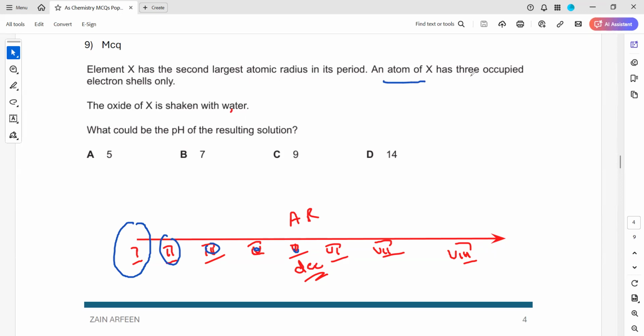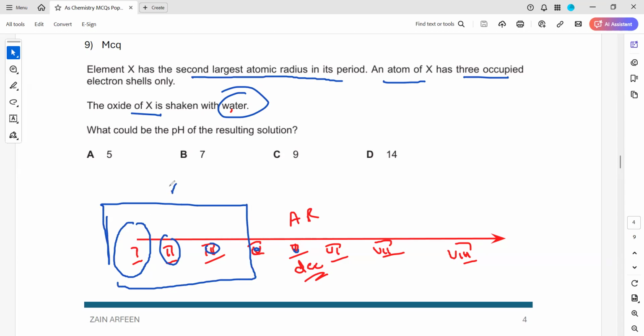Then atom X has 3 occupied shells. So it has 3 occupied shells, and the oxide of X is shaken with water. So what does this give an idea of? When the atomic radius is higher, this element is on this side. The element X is on this side. This gives an indication that this element is on this side, because the higher atomic radius is for metals.